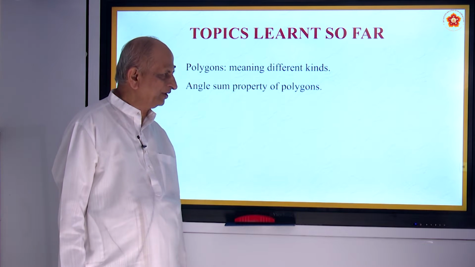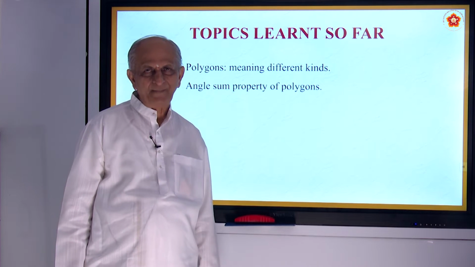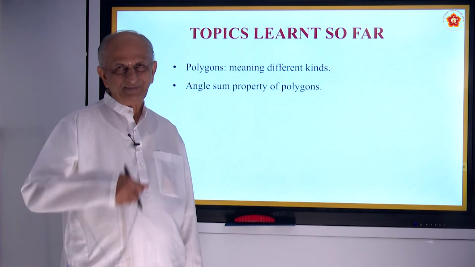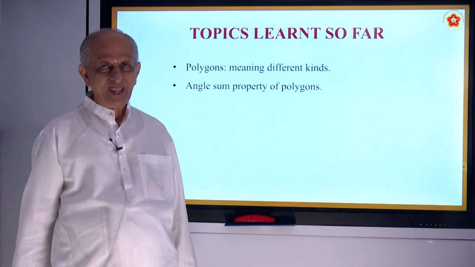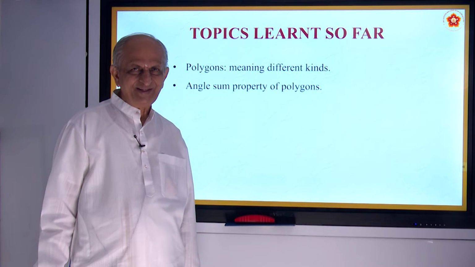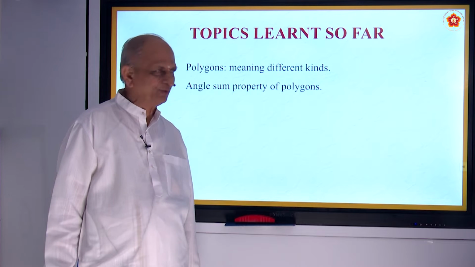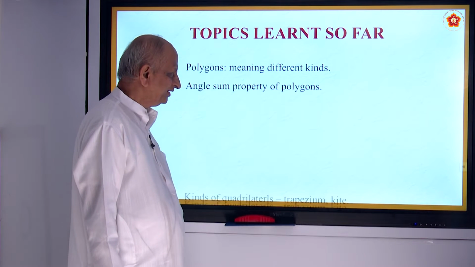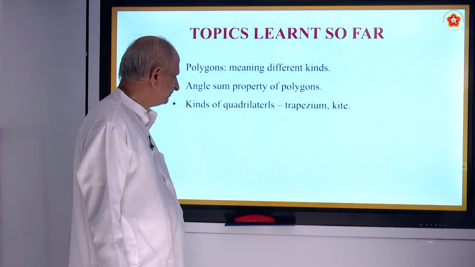Also, we have studied about angle sum property. What is the sum of 3 angles of a triangle? 180. Quadrilateral, 360 degrees, and so on. That also we have seen in the previous classes.